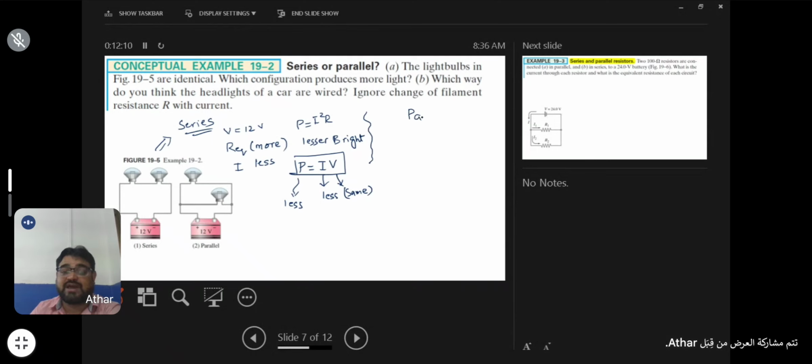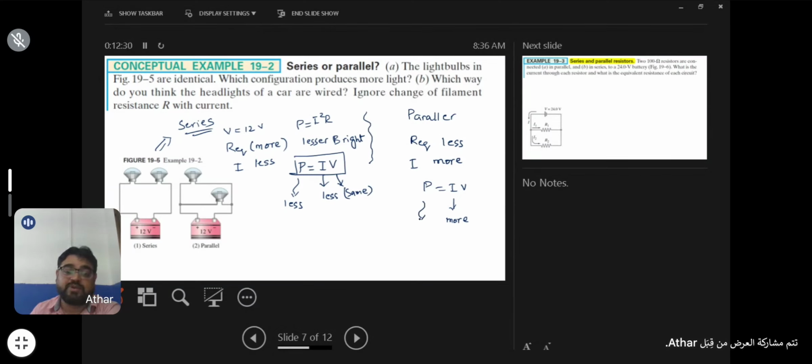But for parallel, what will happen? For parallel, you know R equivalent is less, current is more. I'm talking about as compared to the series combination. So more current, using P is equal to IV. The current is more here, voltage is same.